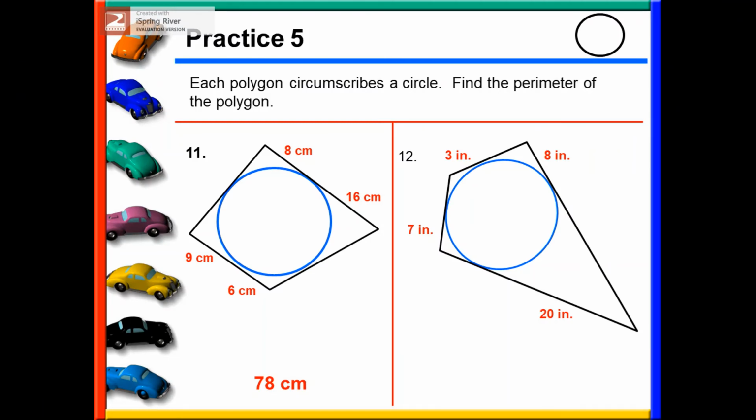Time's up. What is your answer? Very good. The answer is 76 inches.